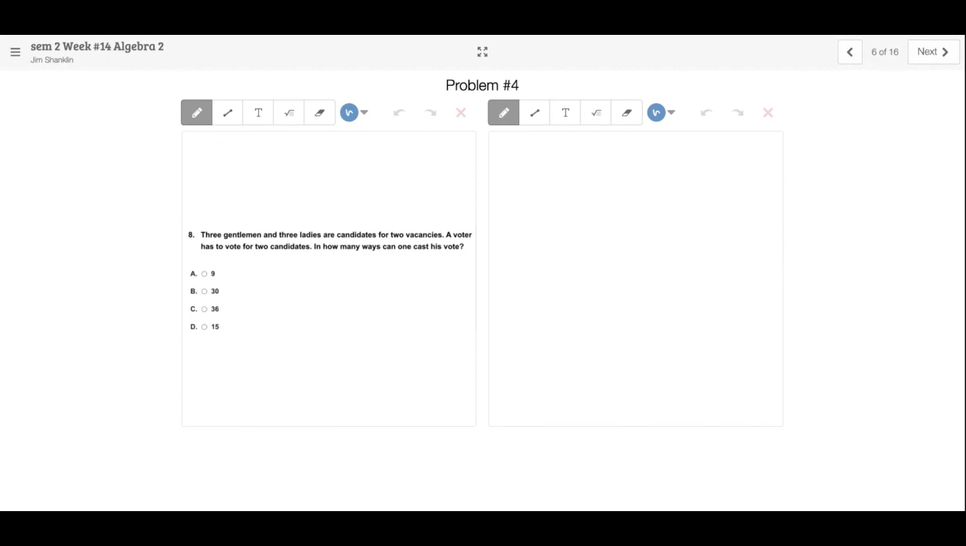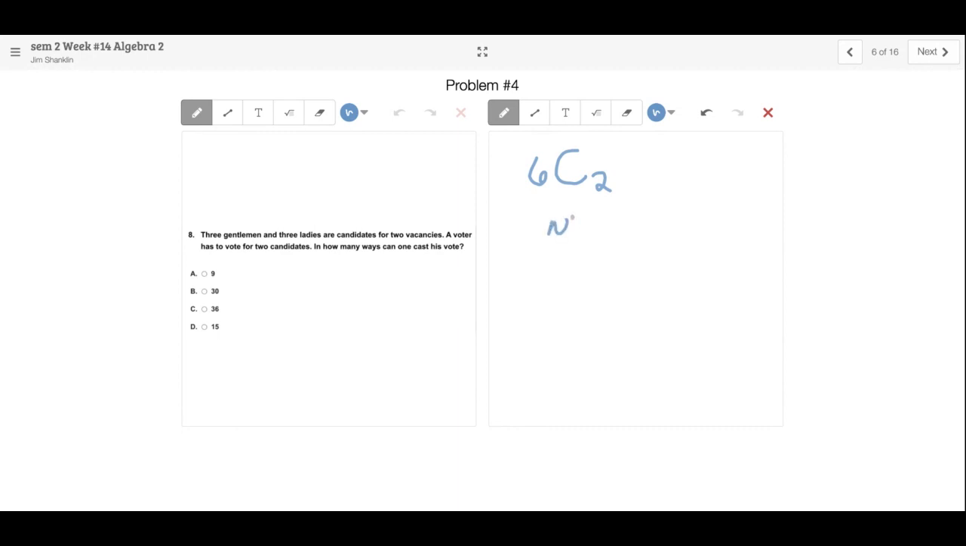Okay, so how would I do this one? Now, does it make any difference that they were gentlemen and ladies in this problem? No, because you're just voting for 2 people out of a total of 6. And order doesn't matter, does it? So in this problem, if order doesn't matter, I have 6 choices, 6 choose 2.